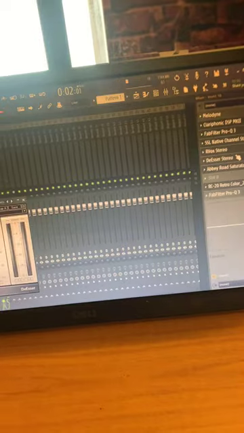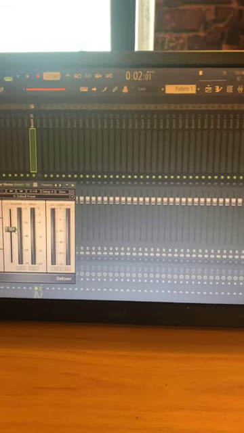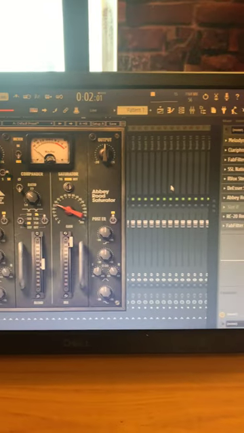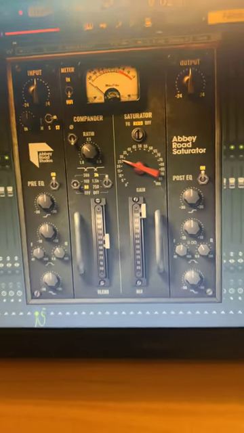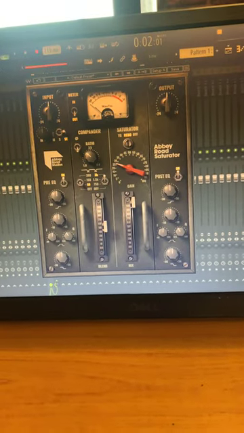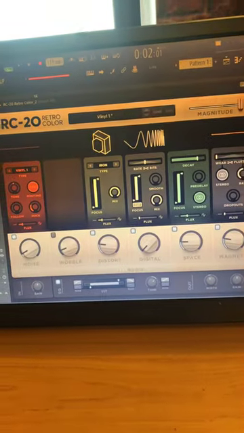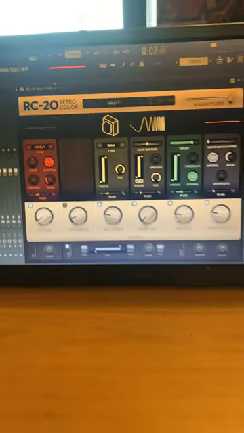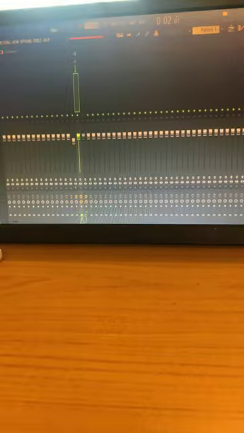After that, a DeEsser for all the S sounds, and the main play is here, that is Abbey Road's saturator plugin with that authentic 90s sound. And after that, I've used Sonnox RC20 Retro Color and some of the tweaks you can see over here, and an EQ at the last.